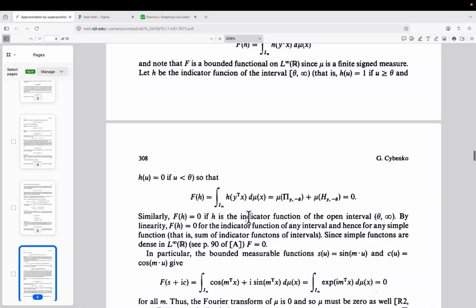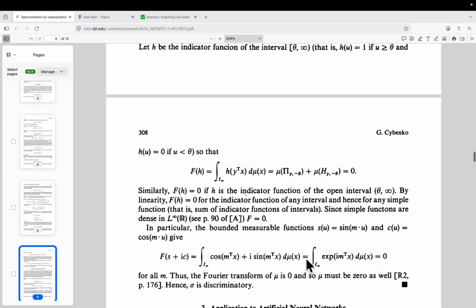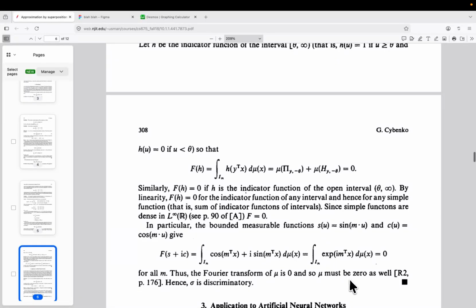Similarly, for an open interval, by linearity, hence for any simple function that is a sum of indicators. In particular, we wanted the measure. Alright, so he has basically defined this thing, and then, yeah, I think we can skip that.